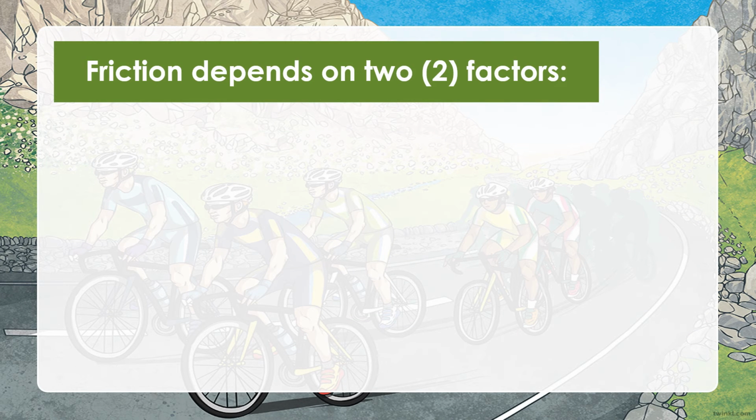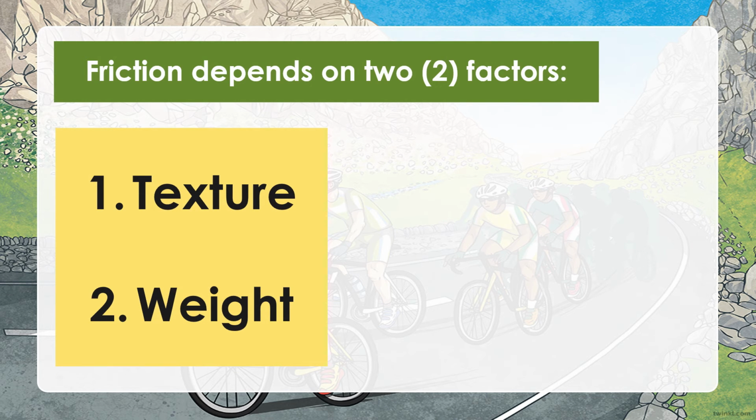Friction depends on two factors. Again, friction depends on two factors. What are these factors? These are number one, texture. Texture. Let's spell it. T-E-X-T-U-R-E. Texture. Number two, weight. Weight. Let's spell it. W-E-I-G-H-T. Weight.